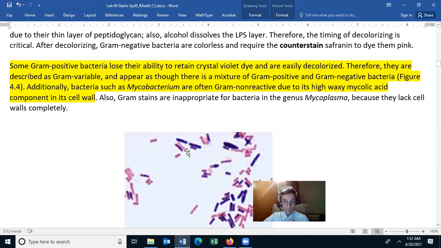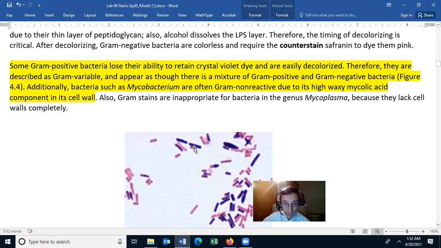And often on the cells which we call gram variable, what happens is that the dead cells are staining gram-negative, which is why these are stained so poorly and they're not sharp. And then the cells which are viable stain gram-positive.